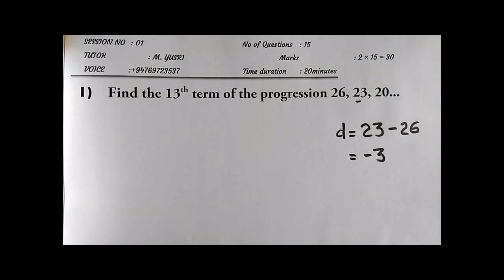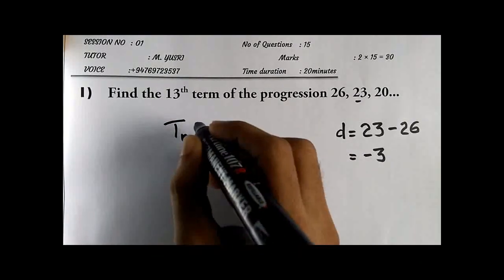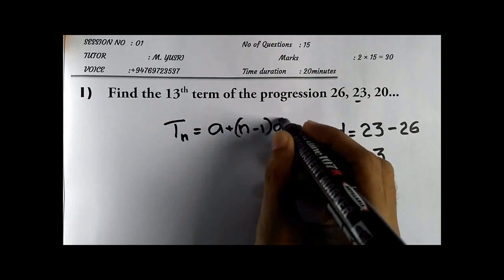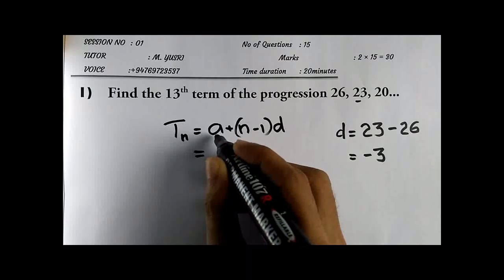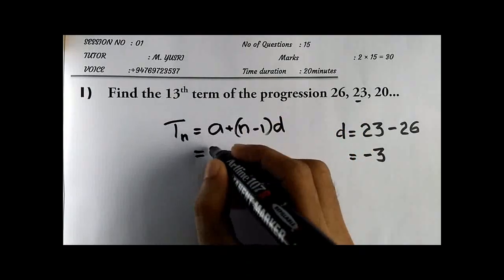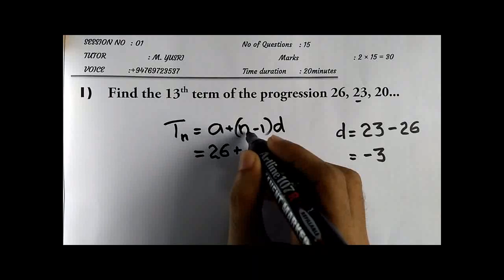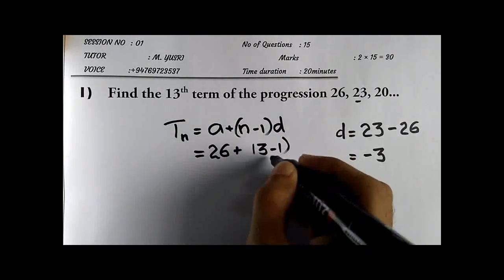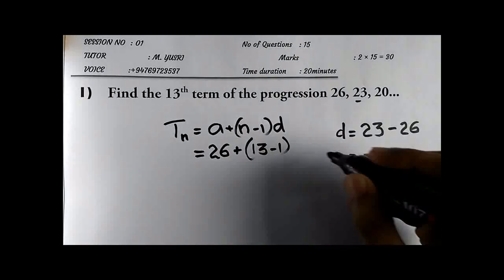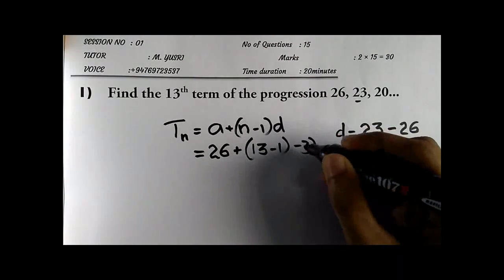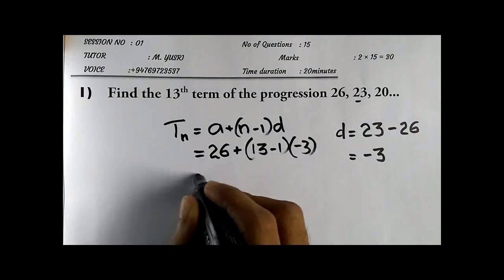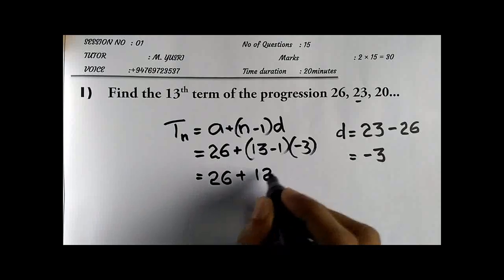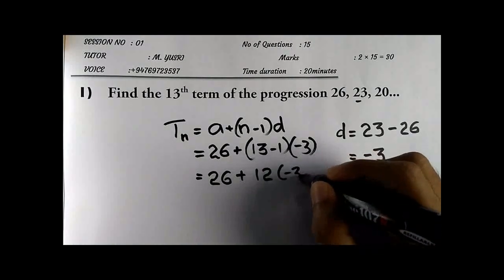To find the 13th term, it's better to use the Tn formula. Tn equals a plus (n minus 1) d. Here a represents the initial term, which is 26, and n represents the number of the term, which is 13. The common difference we already found is minus 3. We should write it within brackets. So 26 plus (13 minus 1), which is 12, and again minus 3 is still there.